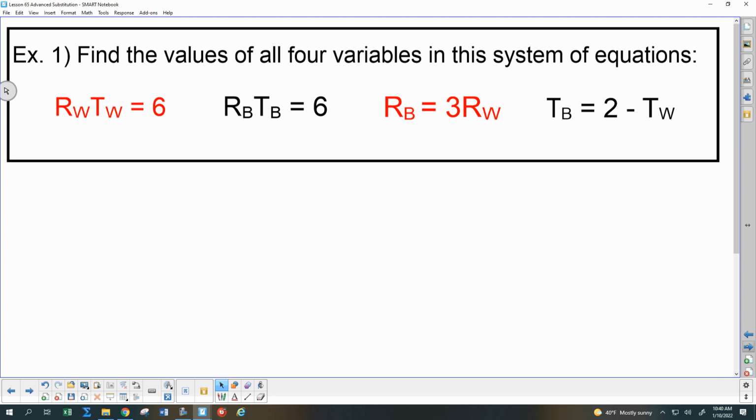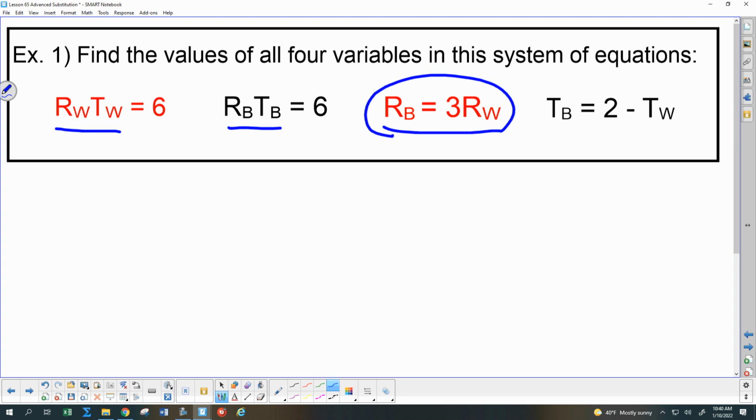And some of these are going to have one variable times another variable in them, which just makes them a little bit trickier to do. We've got the RWTW and the RBTB. So you see what I mean by two variables that are multiplied together. So then we start looking at the others. And it's like, oh, you know what? I've got this one right here that says RB is 3RW. So I think it's going to be pretty easy. I can substitute that right in here for this RB.